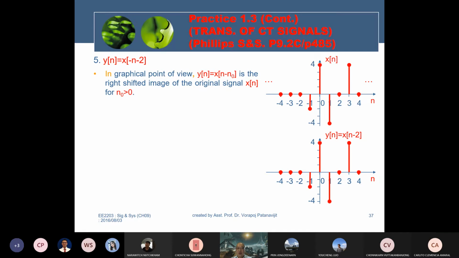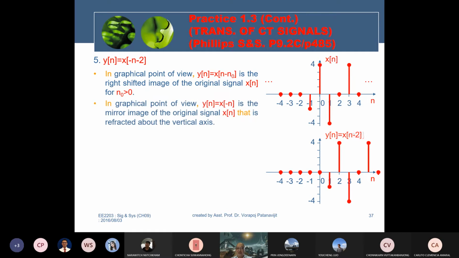In the graphical point of view, yn equal to xn minus n naught is the right shift image of the original signal xn for n naught greater than 0. And in this case, n naught equals 2, in the form n minus n naught, n minus 2. Therefore, n naught equal to 2 is positive, so you shift to the right-hand side by 2 points. And the next one, you proceed for time reversal. yn equal to x minus n is the mirror image of the original signal xn, that is, reflected about the vertical axis.